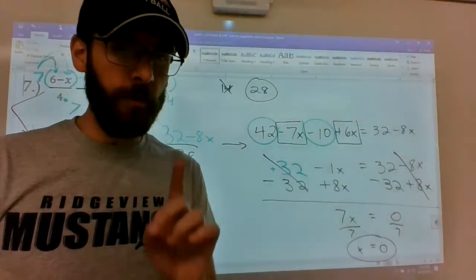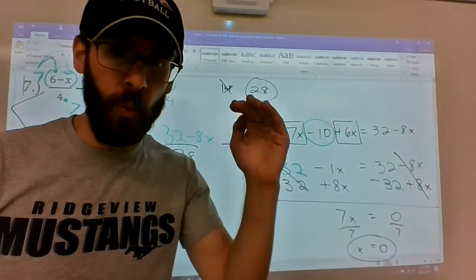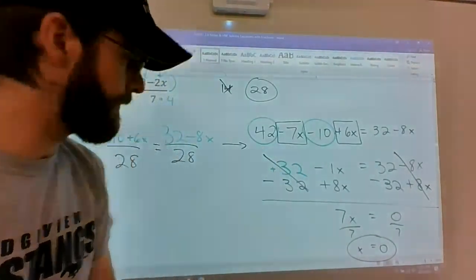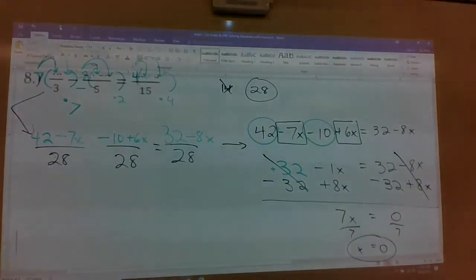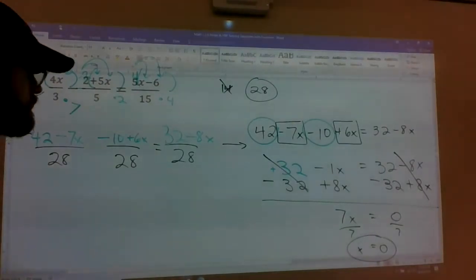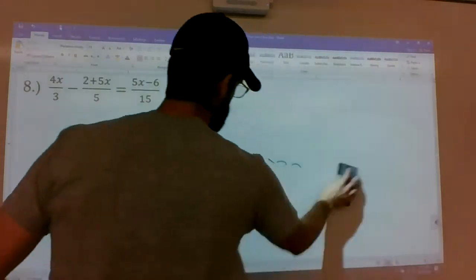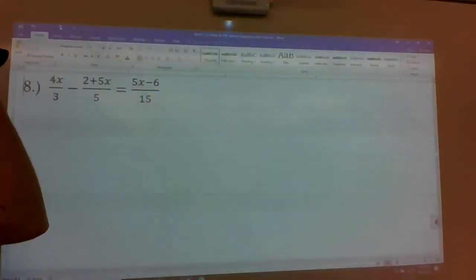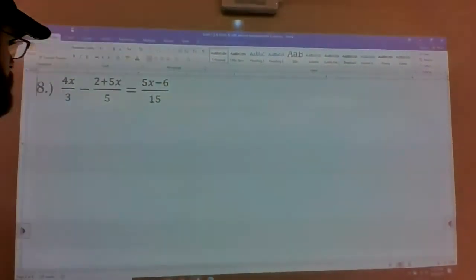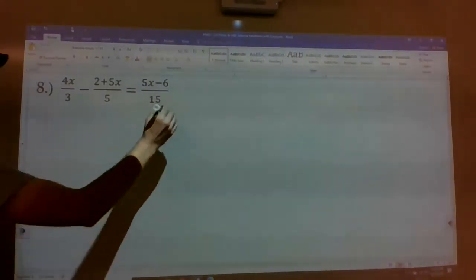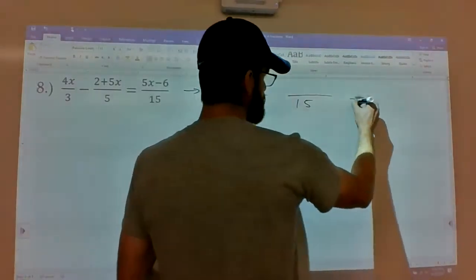So let's run through one more example where we show how we can use some shortcuts and not have so much work written out on the actual paper. All right, this one's pretty obvious. 3, 5, 15. Just make it 15. So, something over 15 equals something over 15.